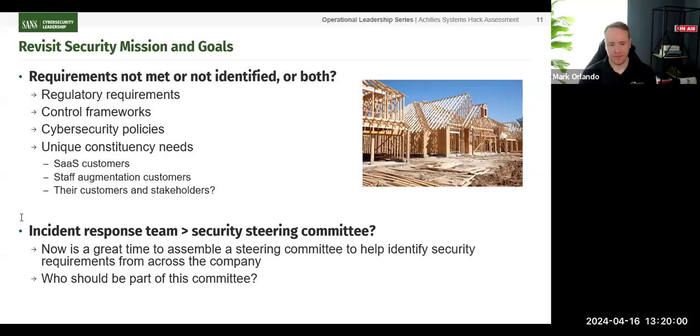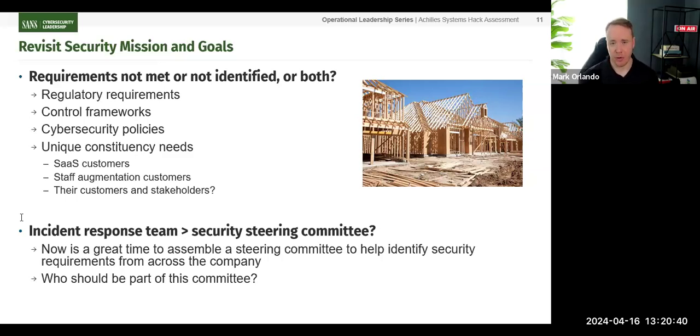So step one, we're going to get this house in order. That starts with stripping it down to the studs, so to speak. We want to revisit our mission, our goals for the security team. And we need to think about requirements, not unlike any other project that you would undertake. In this case, we had some kind of failure to meet security requirements. Now, is that because the requirements weren't met? Is that because we had requirements that weren't sufficiently identified? Maybe both.